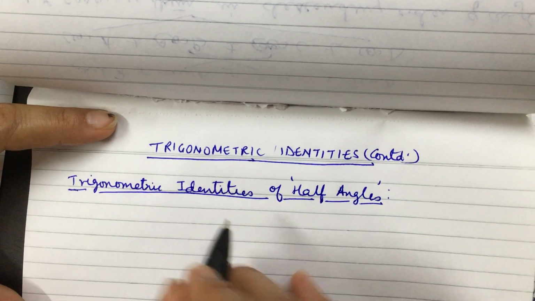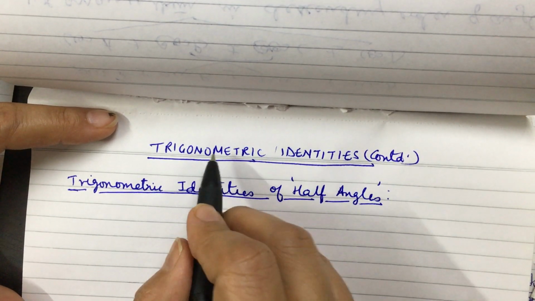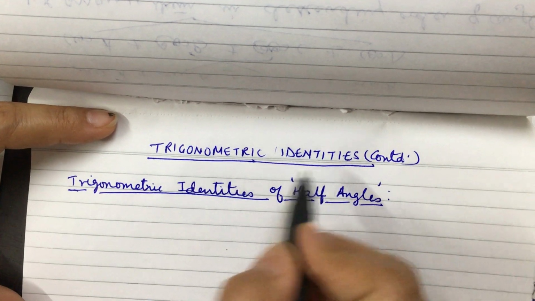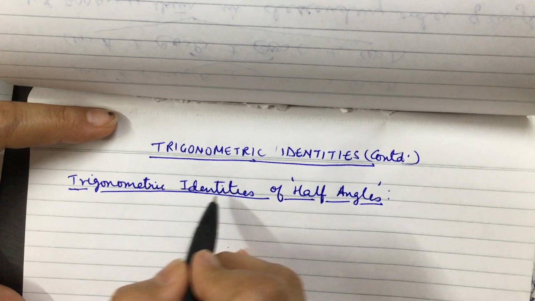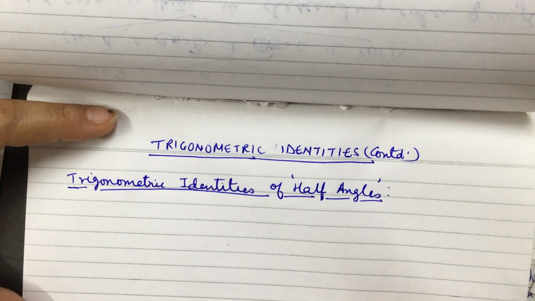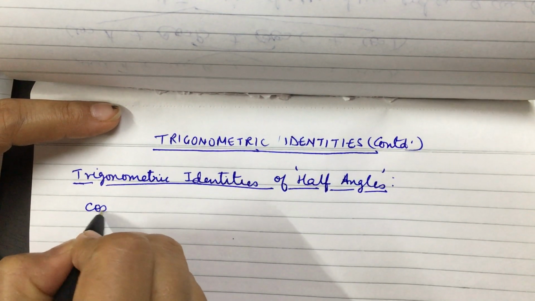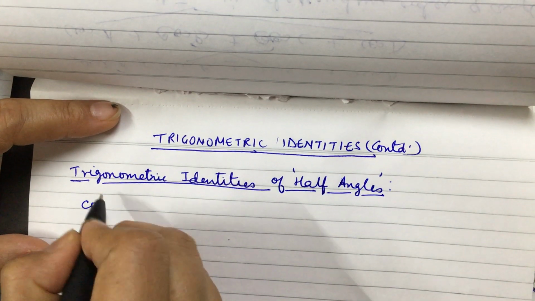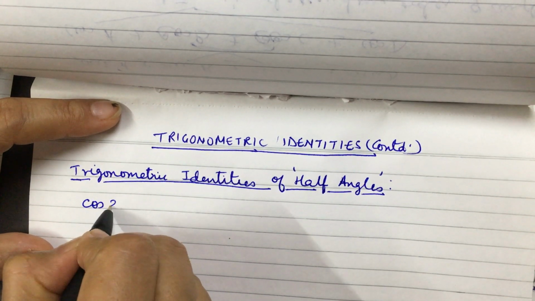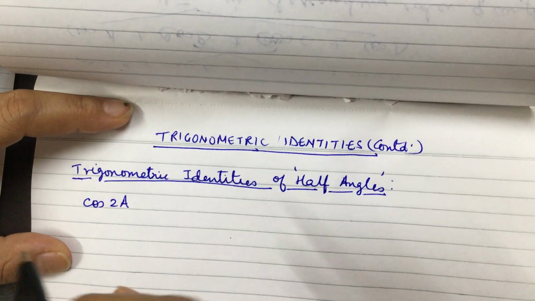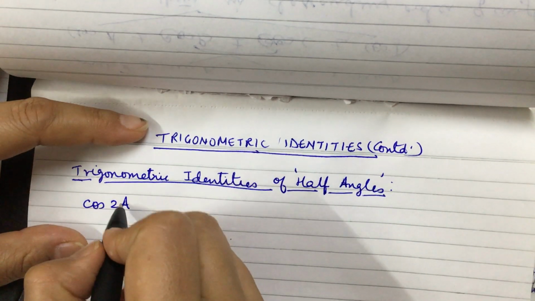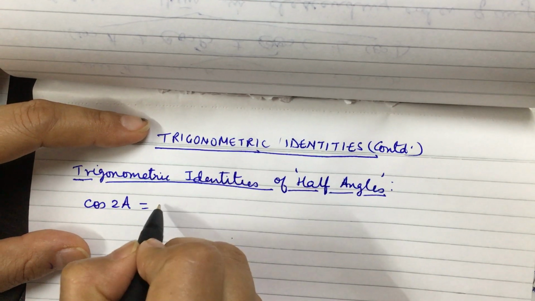Good morning. Today we are going to take up some more trigonometric identities. So the topic for today is trigonometric identities of half angles. Now let us first consider the identity for cos 2a. We know that cos 2a can be written in two different manners.